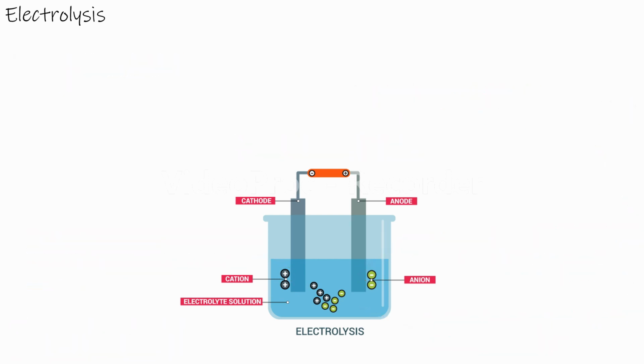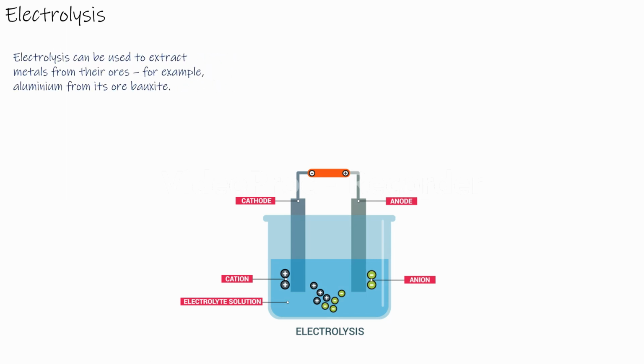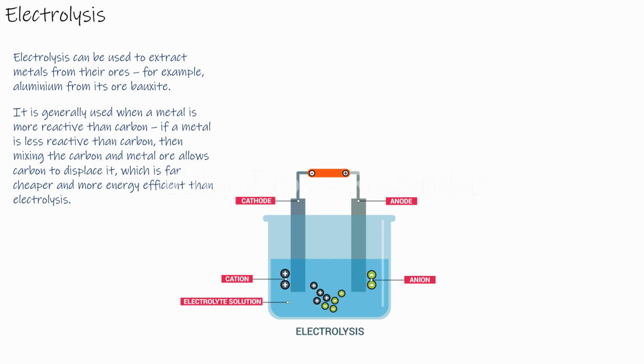Moving on to an example. Now, electrolysis is generally used to extract metals from their ores. For example, aluminium could be extracted from its ore, bauxite, which is the example we'll look at for GCSE. Now, it is generally used when a metal is more reactive than carbon.